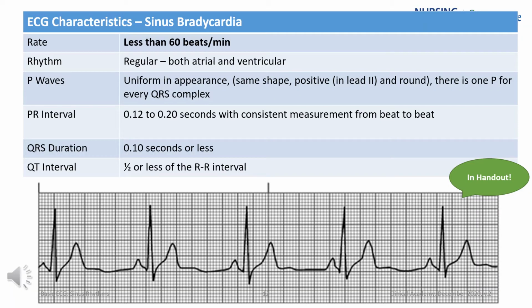Go ahead and pull your handout out, and you may need to pause the video to review this slide. The characteristics of sinus bradycardia are the same as for other sinus rhythms, except that the rate is less than 60 beats per minute. You see that nice regular rate both for the atria and the ventricle, 1 P wave for every QRS complex. The P waves are uniform in appearance, and the PR interval, QRS duration, and QT intervals are the same as for other sinus rhythms.